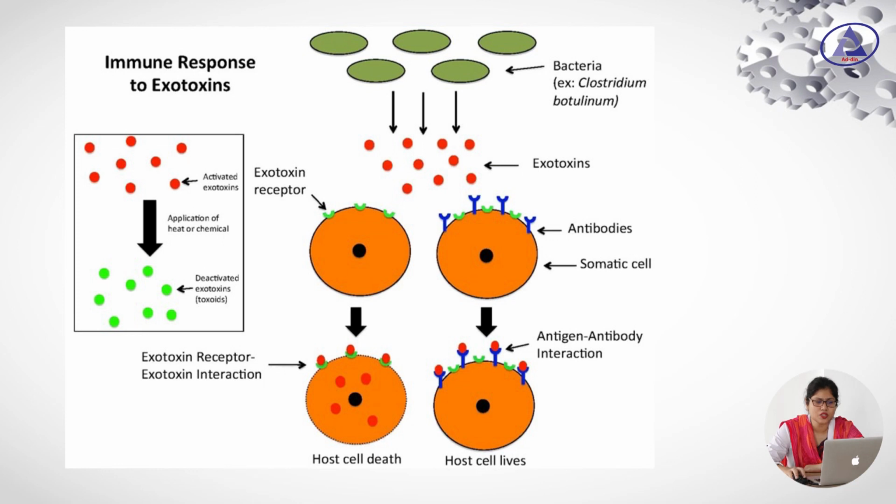This is the immune response to the exotoxin. Activated exotoxin, after application of heat, becomes deactivated. If not deactivated, then it binds with the exotoxin receptor of the somatic cell and produces different types of disease.